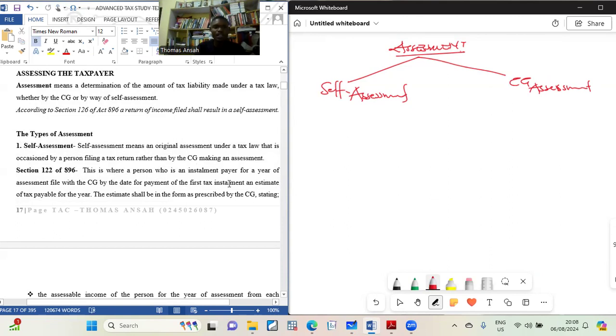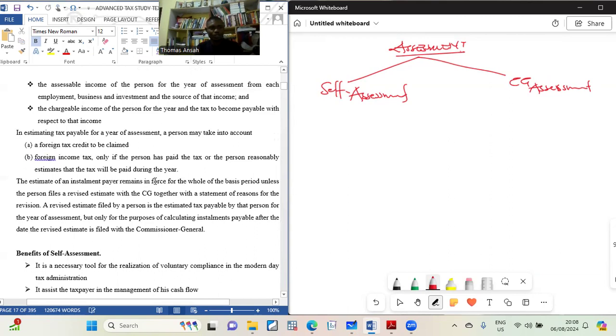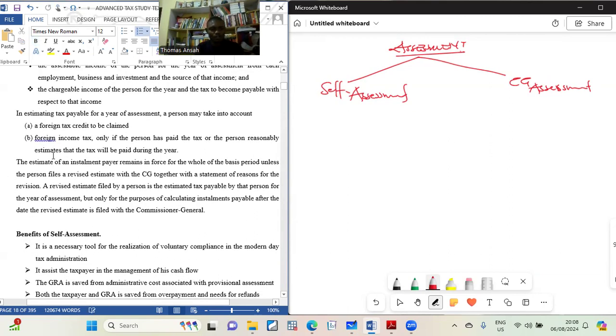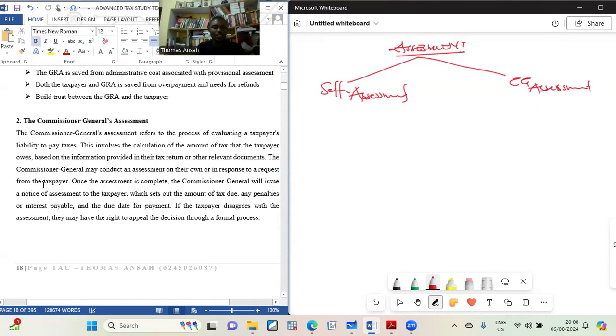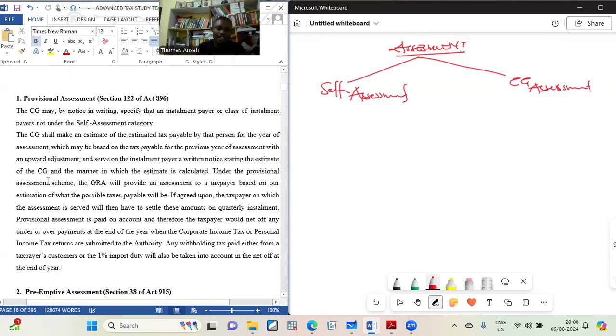So a person who pays tax by installment shall file that which we talk about, quarterly tax installment. All right, so you shall do it, including all your foreign incomes. All right, you shall do it, and we have the benefits of that. We've talked about the benefits of assessment. Then we have the Commissioner General's assessment. So the Commissioner General's assessment, we have 4 under it.